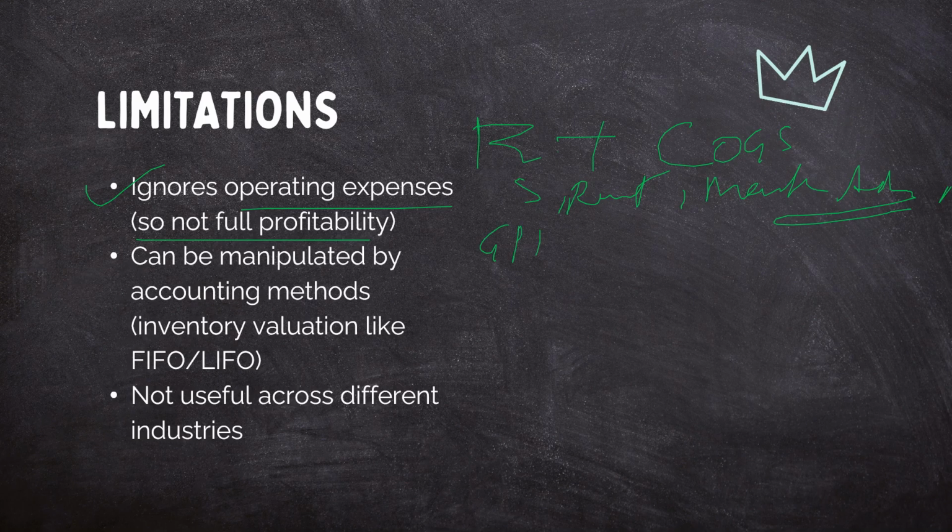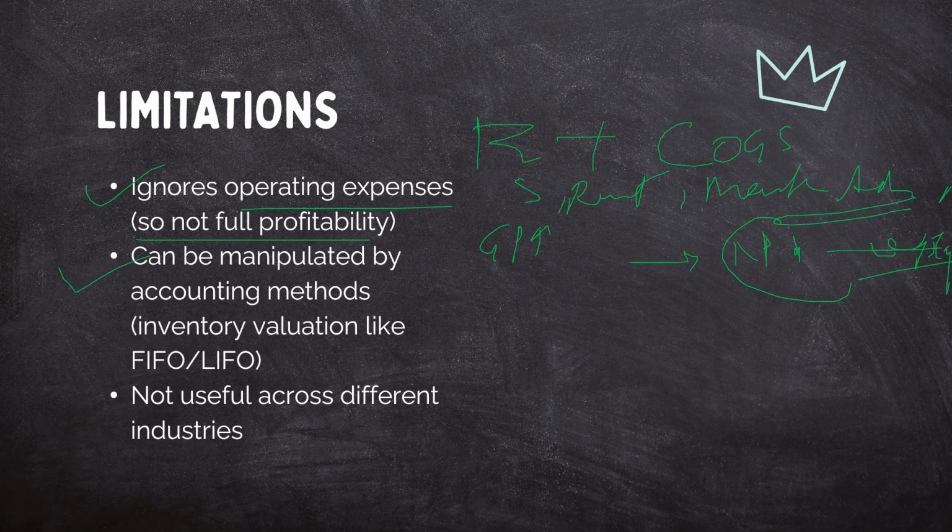A company may show a high GP margin but still have low or negative net profit. Yes, it can be the case due to high operating expenses. If the operating expenses are high, the GP margin ignores these indirect expenses. So that is the problem here, and that is why it is a limitation.